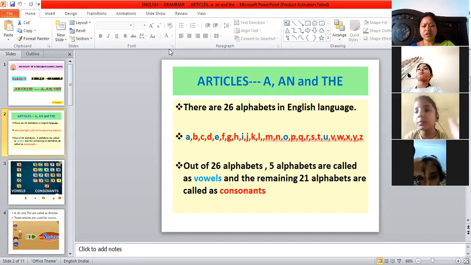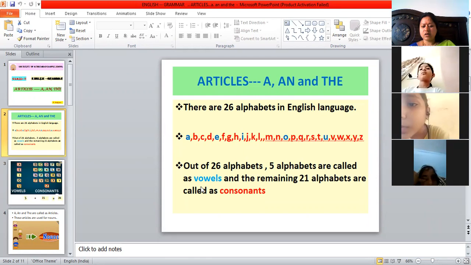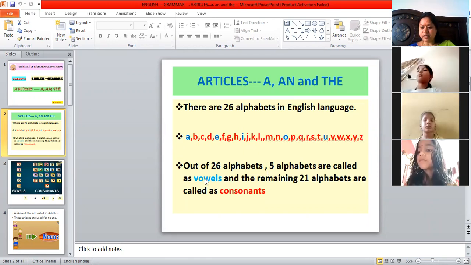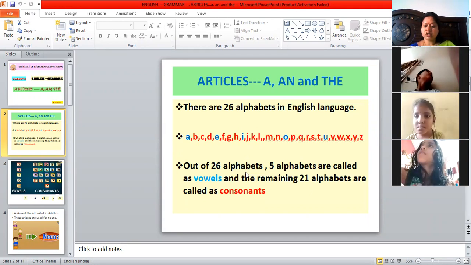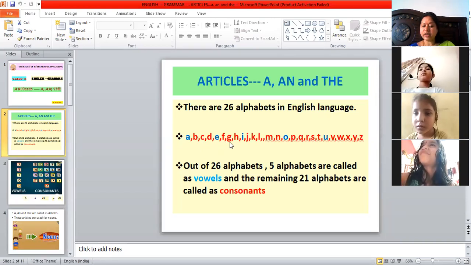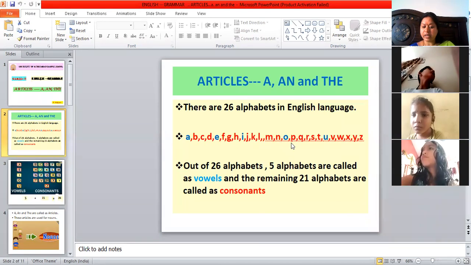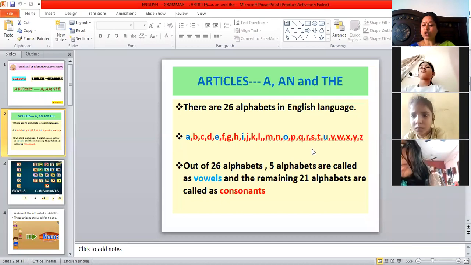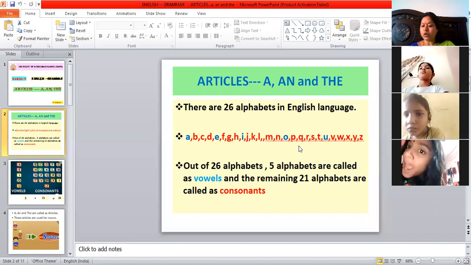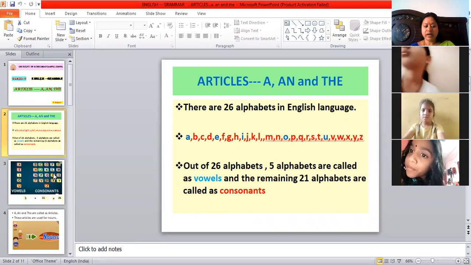Lots of disturbance, children. So 5 alphabets are called vowels and the remaining 21 alphabets are called consonants. So what are the remaining alphabets? B, C, D, F, G, H, J, K, L, M, N, P, Q, R, S, T, V, W, X, Y, Z. So these 21 alphabets are called consonants. And A, E, I, O, U are called vowels. This you know.